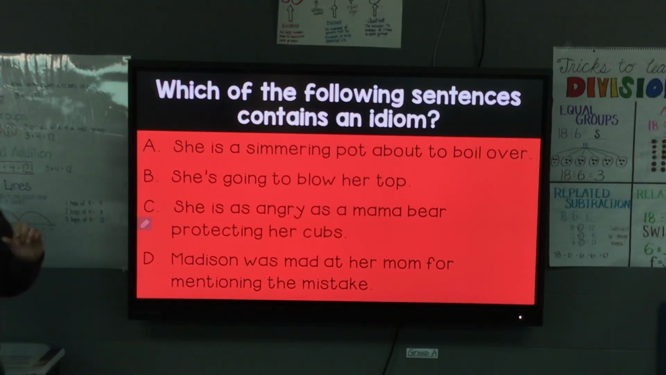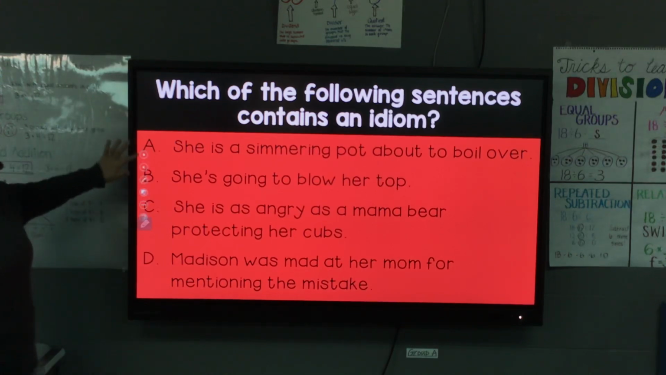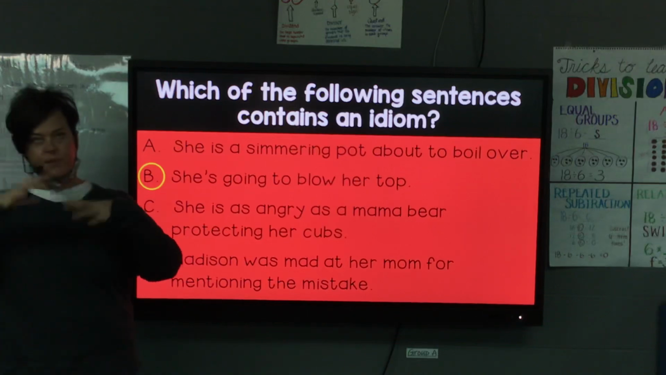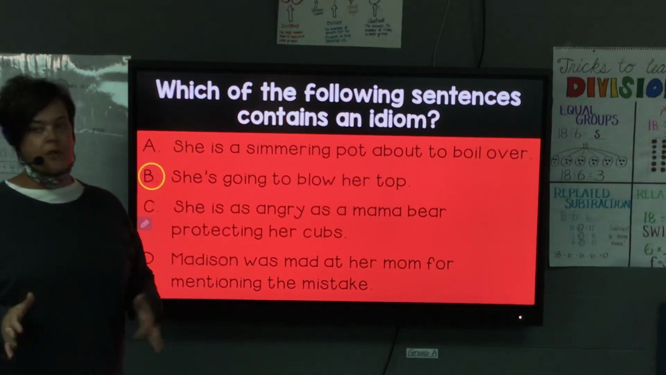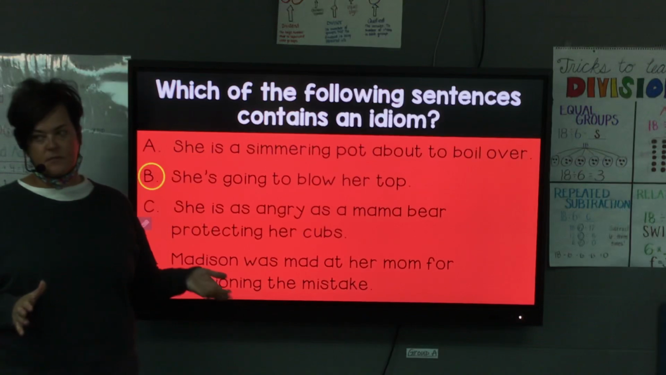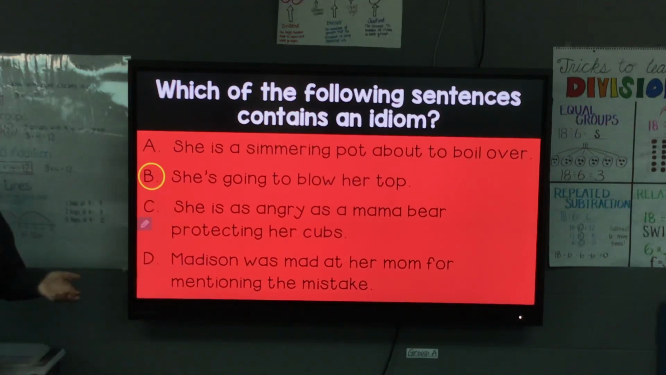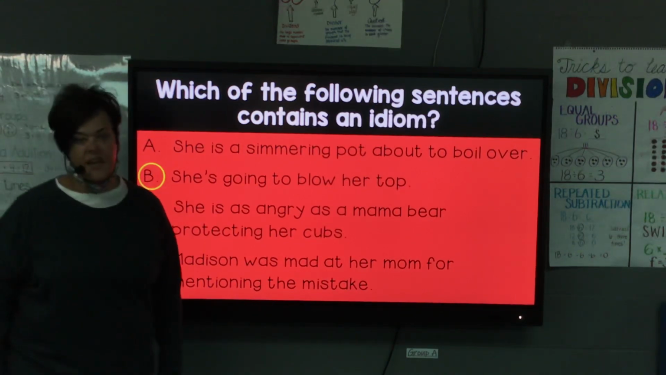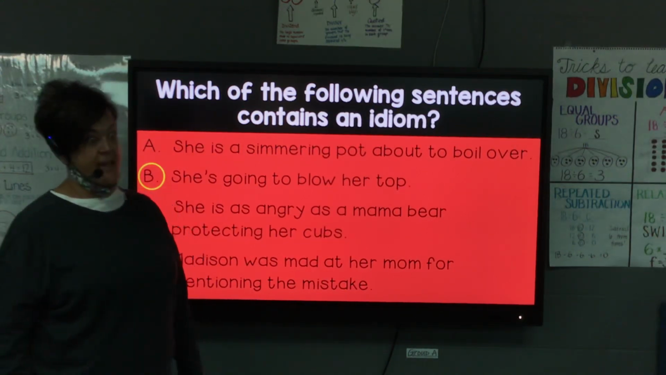Show me what you're thinking. Oh, there's not an E? Why did I put E up? I'm used to that. All right, let's see what it is. She's going to blow her top. Okay, now she's not really going to blow her top. What does that mean? She's going to blow her top. What do you think, Lucas? Yeah, she's going to get really mad.